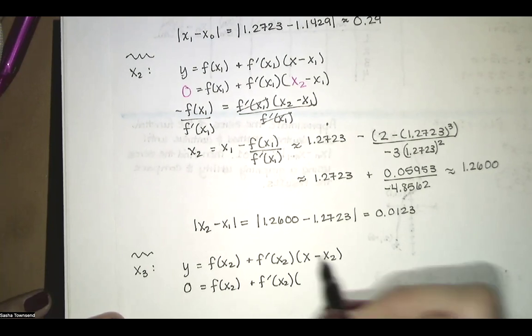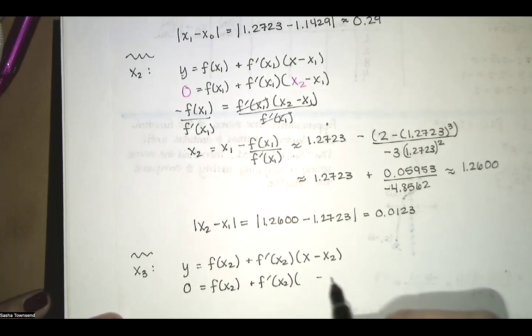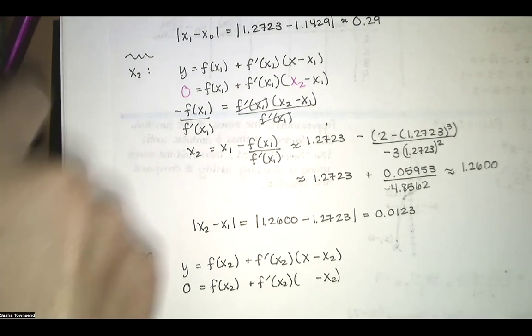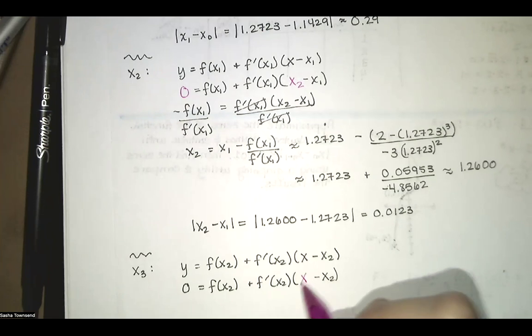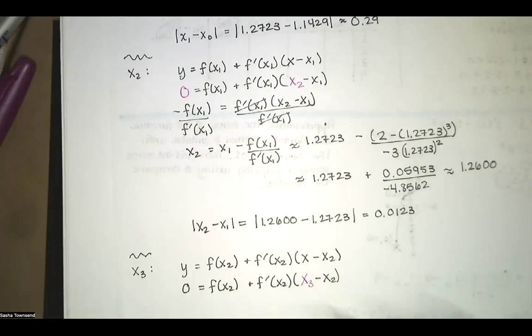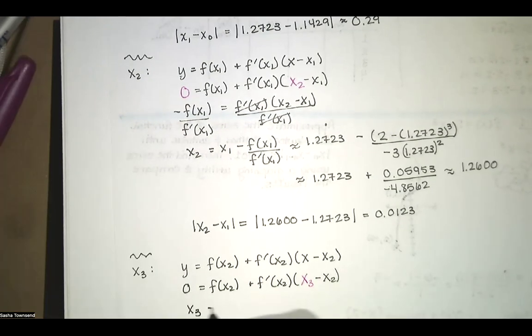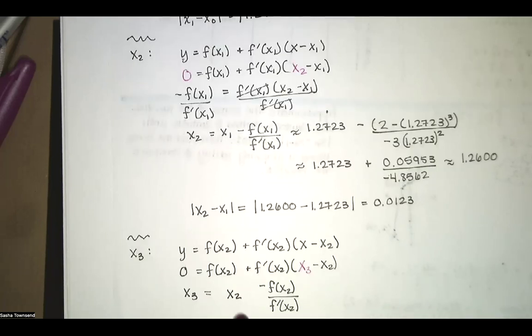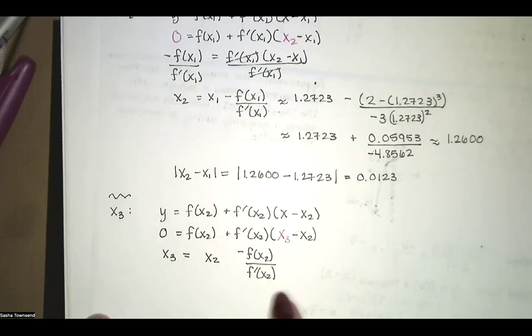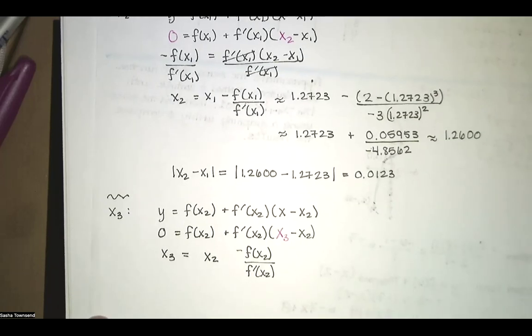And we say that this x is actually our x3. The x value that solves this equation is called x3. Then when we're trying to get x3 by itself, we subtract f of x2 from both sides. We divide both sides by f prime of x2. And then we add x2 to both sides. So we have x3 is equal to x2 minus f of x2 divided by f prime of x2.